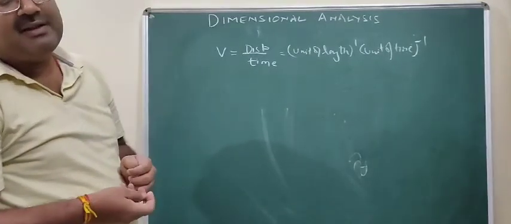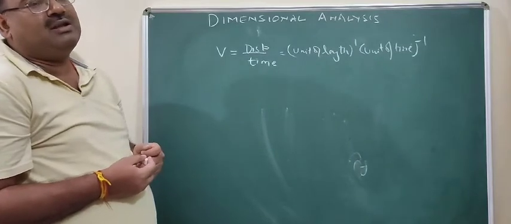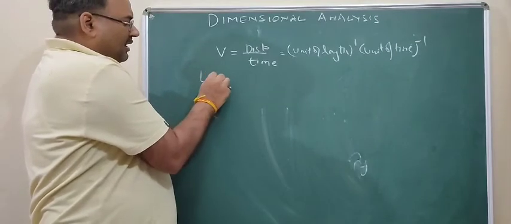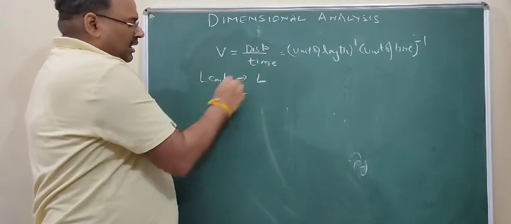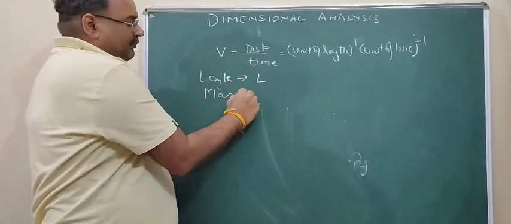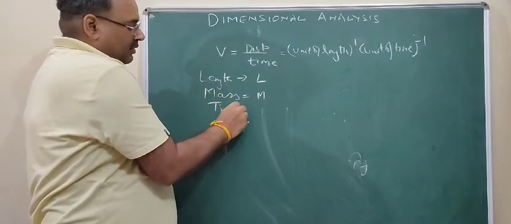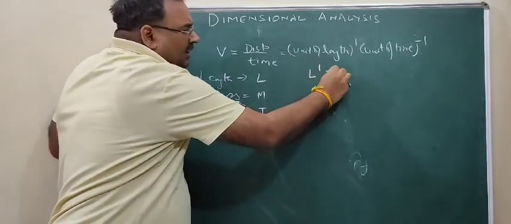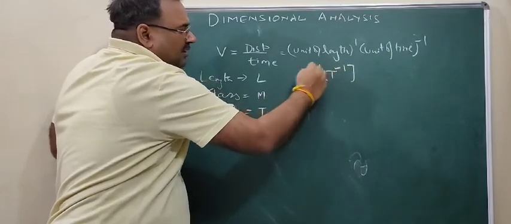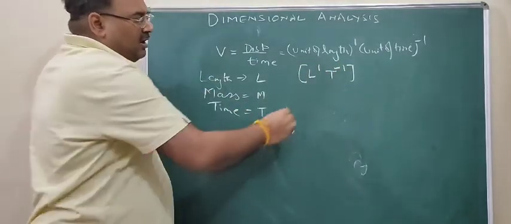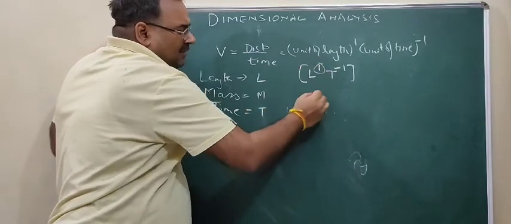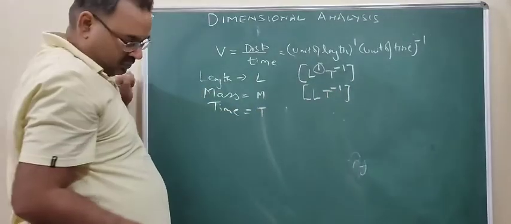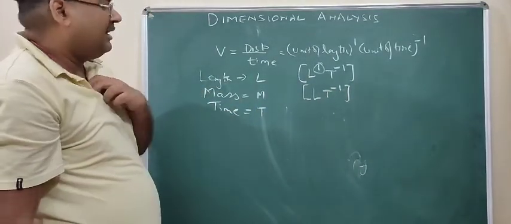Now we have fundamental quantities. We have fundamental quantities that are length, mass and time. So length is expressed as L, mass M, time T. So we write here L raised to power 1, T raised to power minus 1. So this is the dimension of velocity. Or we need not write 1, we will write LT minus 1. Okay. So LT minus 1.